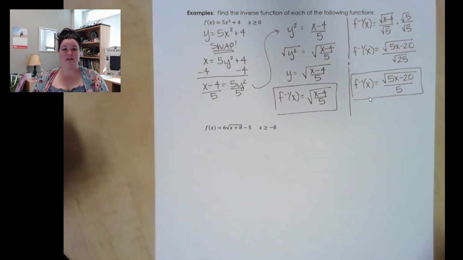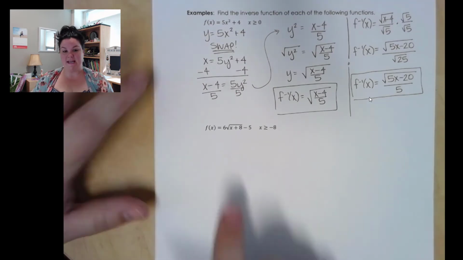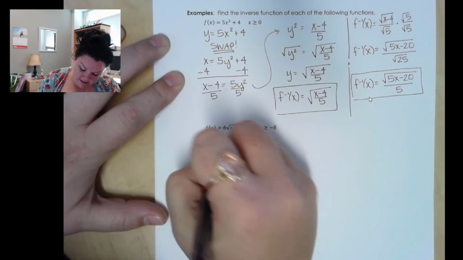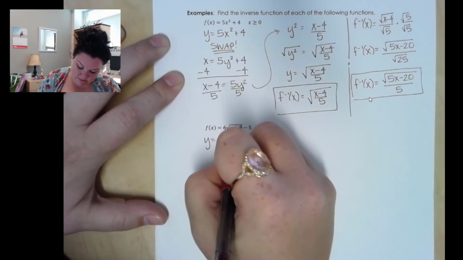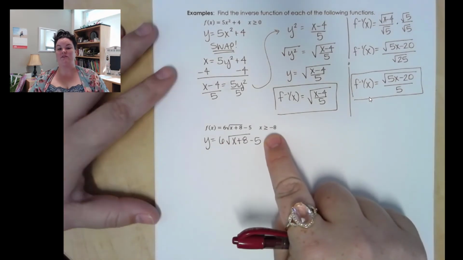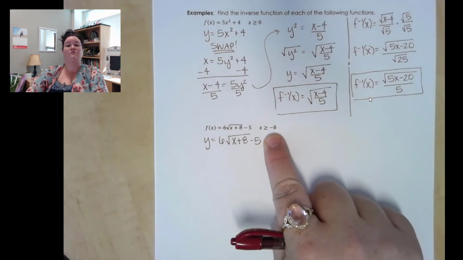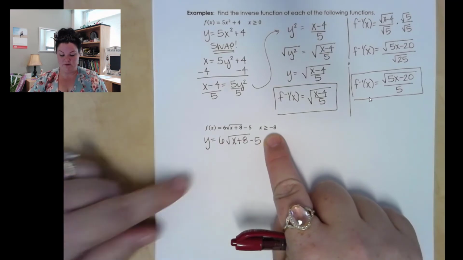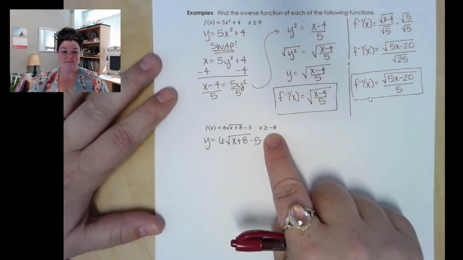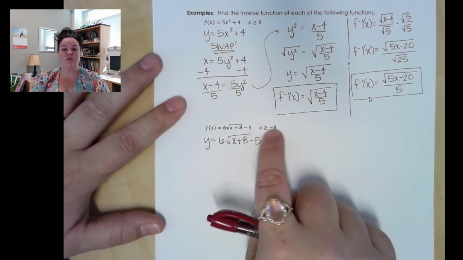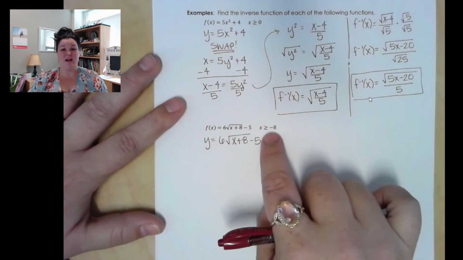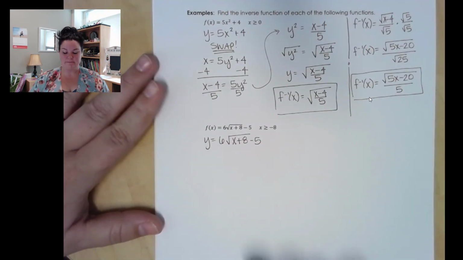Undoing what's being done by the swap and solve method. I want to take it out of function notation and write it with a y. So y is equal to 6 times the square root of x plus 8 minus 5. Again, notice here we have a domain restriction. That's because we have a square root, and whatever's under our square root has to remain 0 or positive. We can't have negatives. So this is just making sure that we're aware that this function will have an inverse and that it is defined because of this domain restriction.